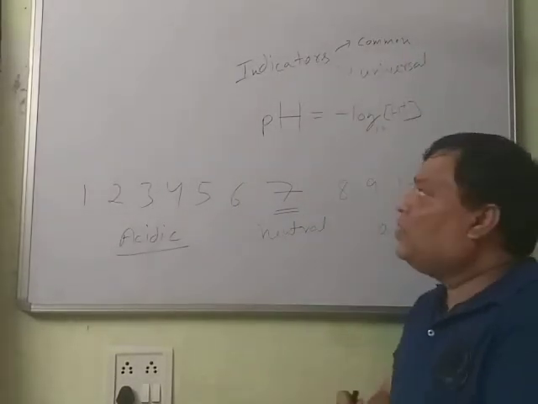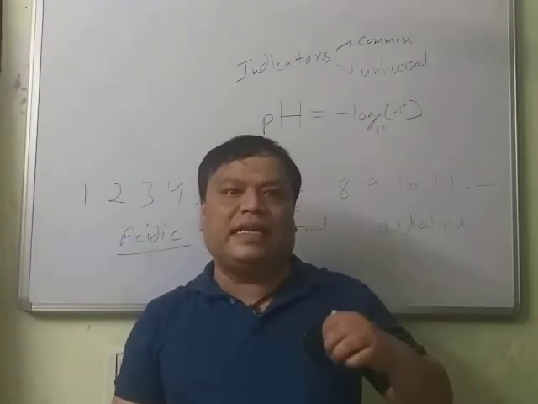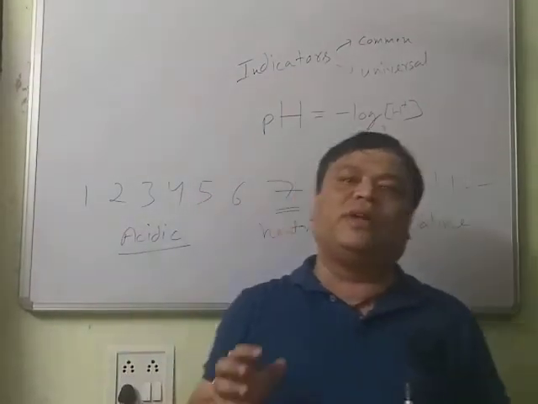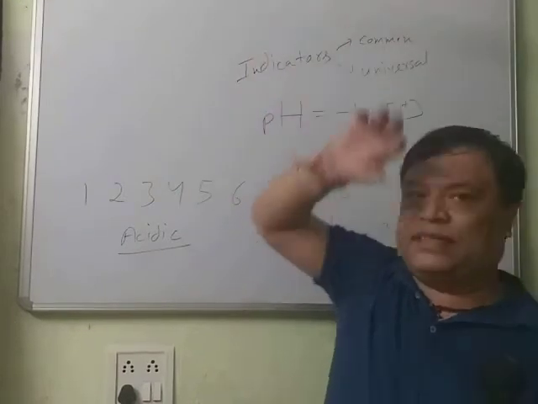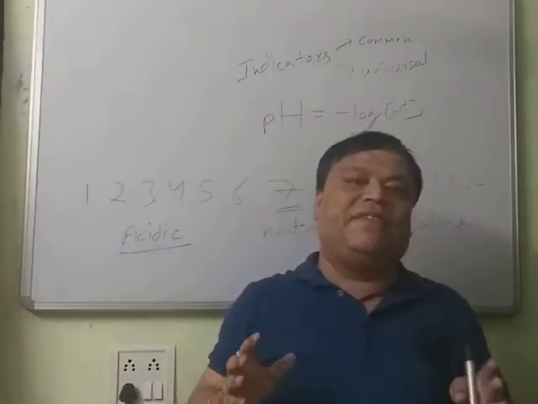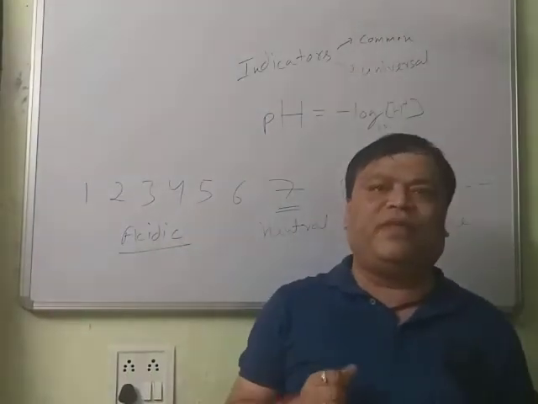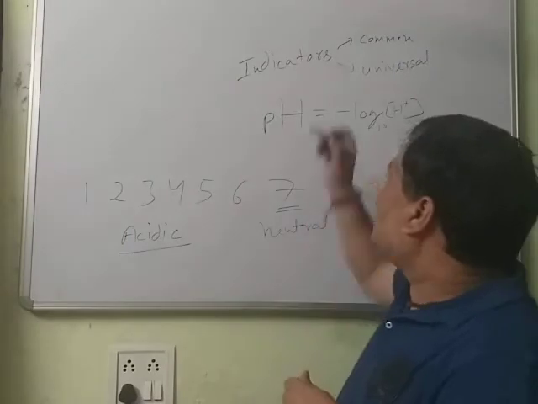Welcome back, boys. Today, after discussing acids and bases with you, I'm going to discuss what indicators are. Indicators are substances which can differentiate between an acid and a base. So, if you want to differentiate between an acid and a base, you can use indicators.